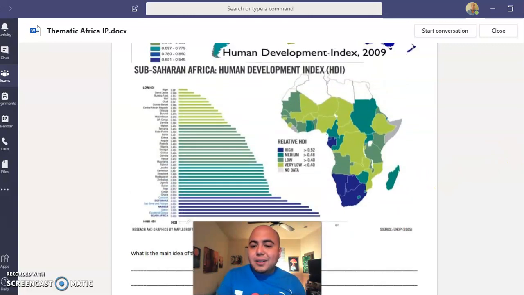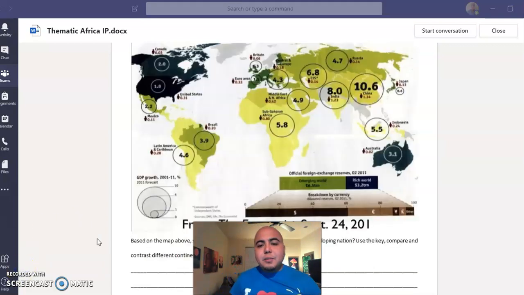So again, if you look at the key, high HDI is represented by blue. Very low is in this yellowish-greenish color. So where do you find the highest HDI? That will be South Africa right here in the southern part. And then the low HDI will be in the central north part of Africa. All right, for the next part, we have another map. Okay, this is from The Economist.